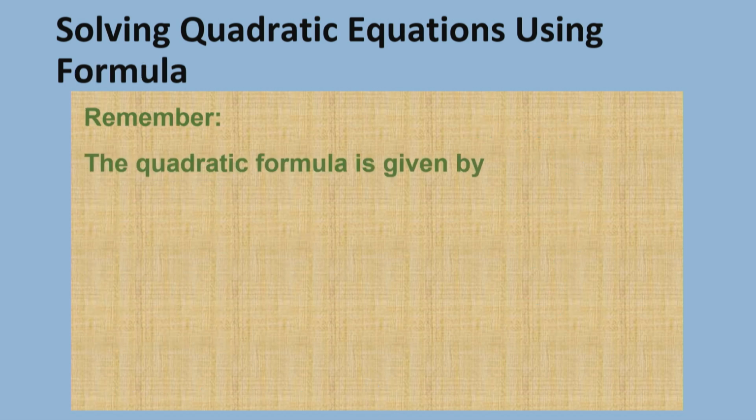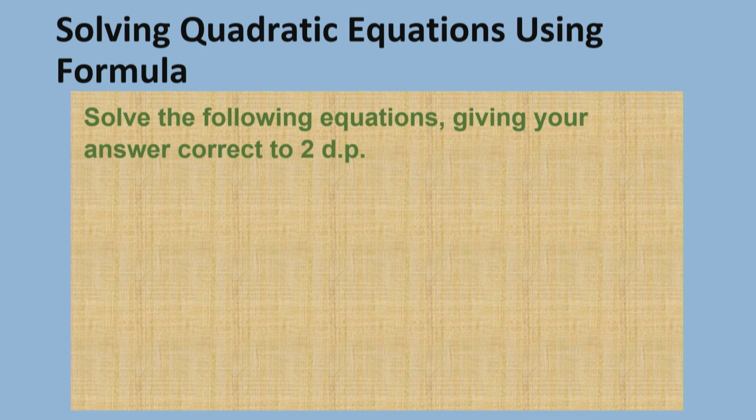Now we move to solving the quadratic equations using formula. Remember, the quadratic formula is given by x equal to minus b plus or minus square root b squared minus 4ac over 2a. Let's see how to tackle question using quadratic formula. Now, suppose that you are asked to solve the following equations, giving your answer correct to 2dp. When you see 2dp, it is an indication that you need to use the quadratic formula.